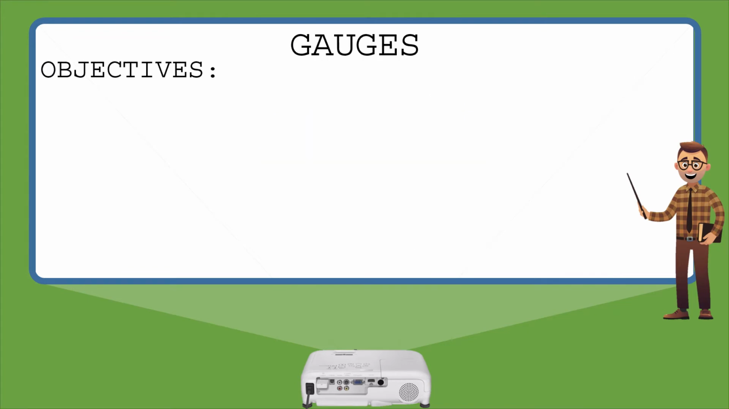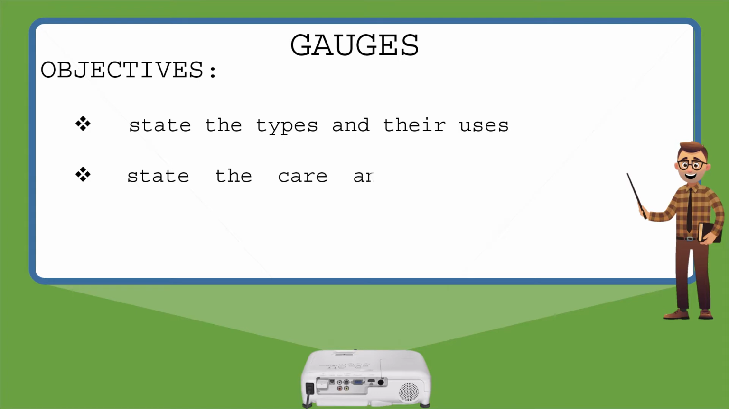Let's see the objectives of the topic. The first is state the types and their uses, and the next is state the care and maintenance of gauges.